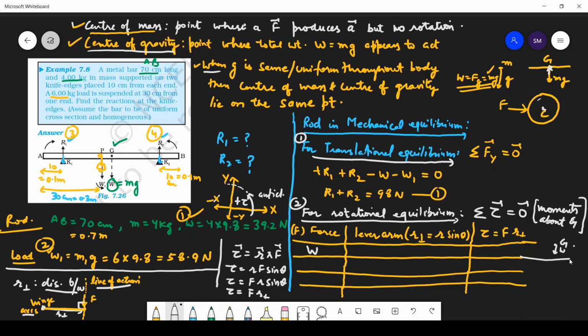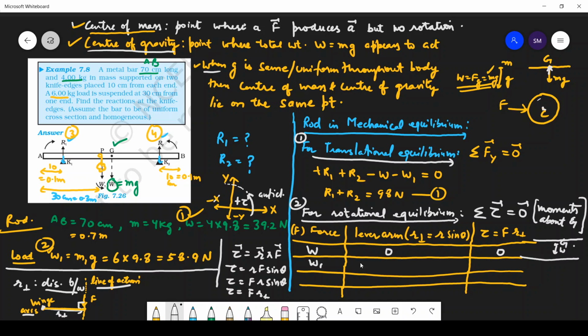So in this case, what is R? Zero. R is 0. Okay, because you can see that the force is also at the same point, and the axis of rotation is also what we are taking as G, passing through G. So W into 0 is 0. Now the next force we have is W1.